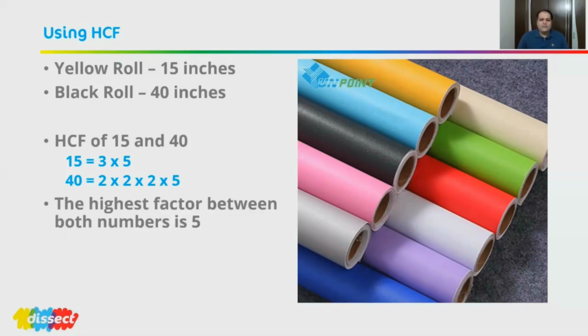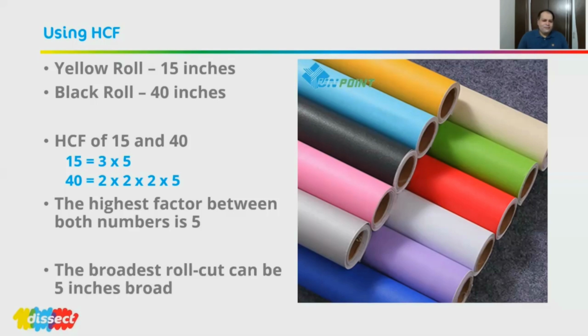So the highest common factor between both these numbers is 5, and your broadest cut of the roll can be of 5 inches. Let's try and check it. In the 15 inches roll, the yellow one which you're getting, you can actually pull out 3 of those bands which are of 5 inches in size. And for the black roll which has 40 inches breadth, you can actually get 8 rolls of 5 inches breadth.